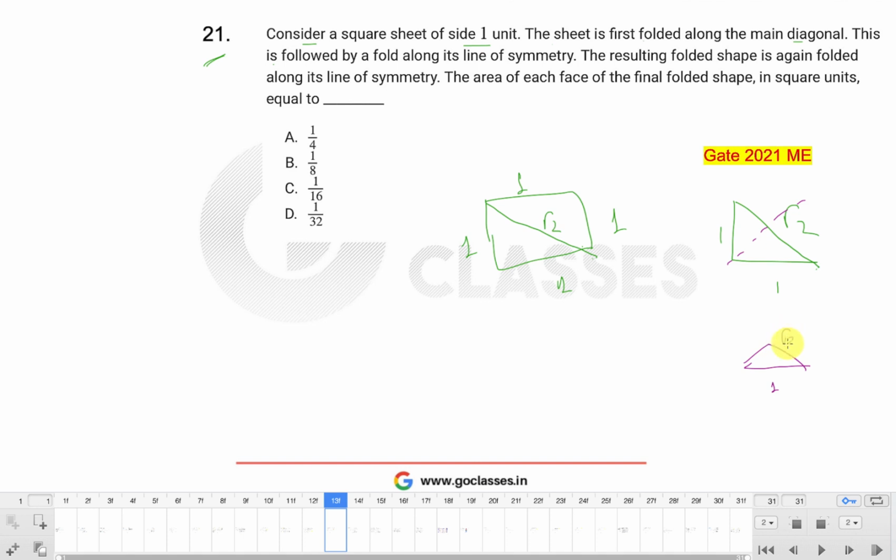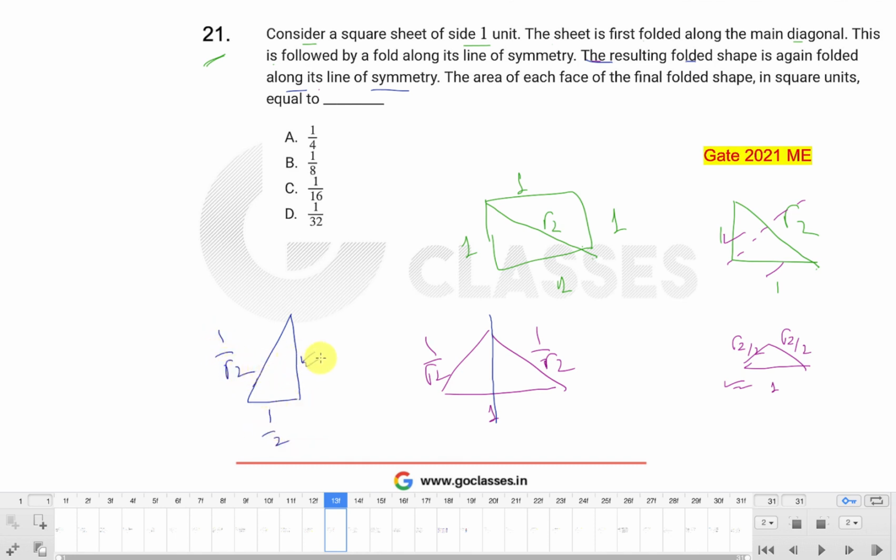This is 1. This is half of √2. This line will be overlapped and this is also half of √2. I am just enlarging it. It will be like this. 1 by √2 and 1 by √2. Now the resulting folded shape is again folded along its line of symmetry. So what will be the line of symmetry of this? This. So it is again folded like this. It will be half. It will be 1 by √2, and this would be the height of this triangle.